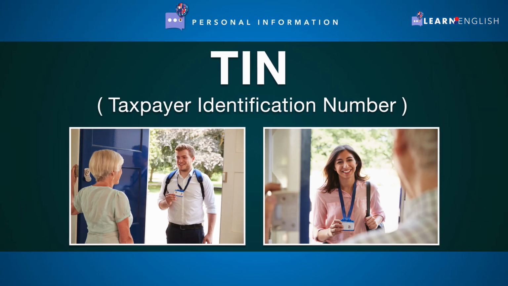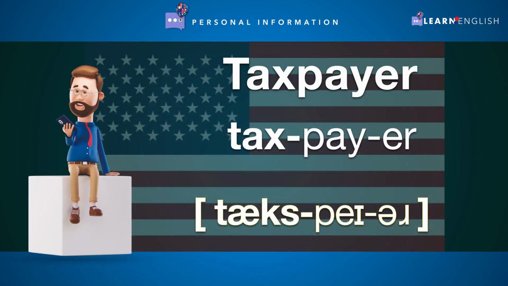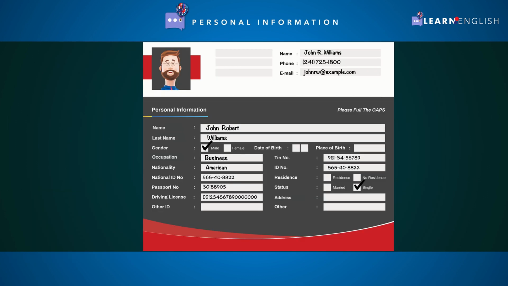TIN number. Taxpayer identification number. Taxpayer. Let's look at our form. And we have our data, John's nationality, and many numbers on his documents.